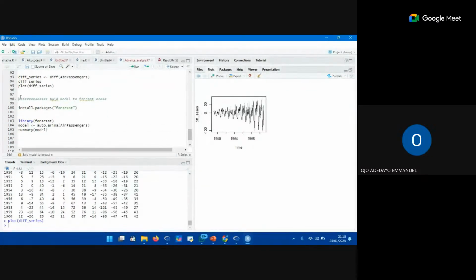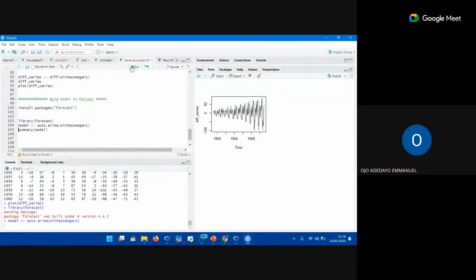Now we are going to install another package called forecast. I think I've installed that. Let me call it out of my library. So now the model is the auto.arima model. I want to use this particular ARIMA model. ARIMA here simply means autoregressive integrated moving average. So what I'm telling the ARIMA to do is to fit this model automatically. That's why we have auto.arima. So by the time I do that, run this.